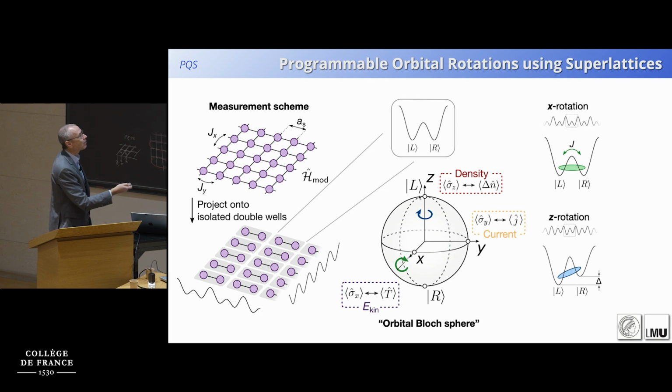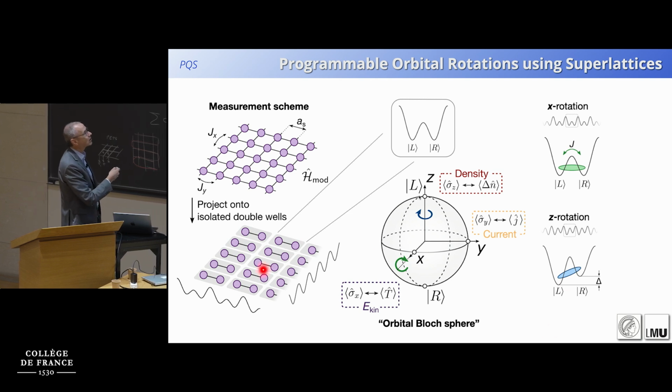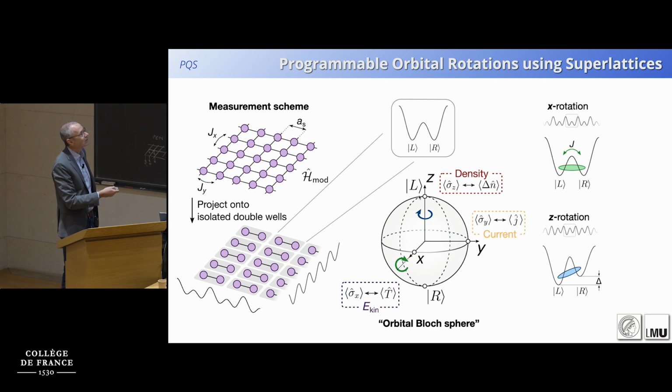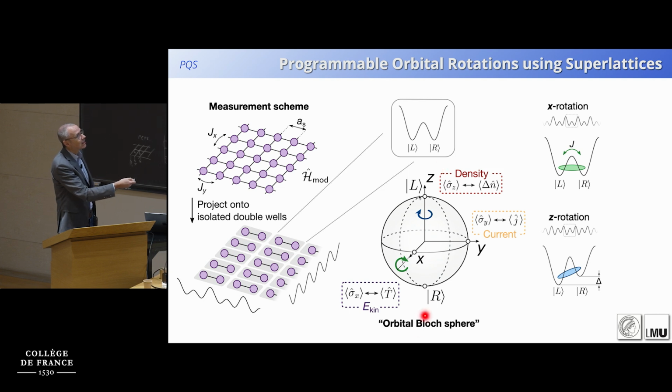So you can now think of this two-level system, again, as states on these two sides of this double well being states on a Bloch sphere, an orbital Bloch sphere that marks the different configurations that you can have here, the coherences in the system. And it turns out in the z direction, it's basically the occupations that you're measuring. If you're looking in the x direction of your Bloch sphere, you're measuring the kinetic energy operator. And if you're looking in the y direction, you're actually measuring the current operator.